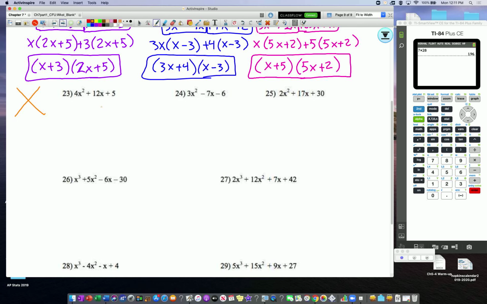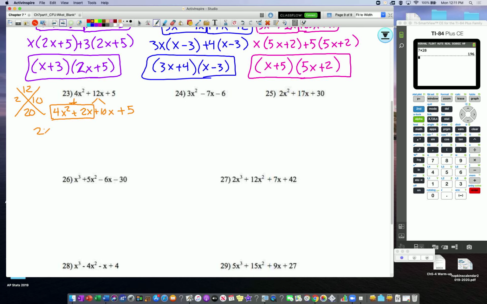Crisscross, 4 times 5 is 20. Factors of 20 that add up to 12. Well, that's 2 times 10. So I write that as 2x plus 10x. Bring down the 4. So I have 4x squared. Bring down the 5.